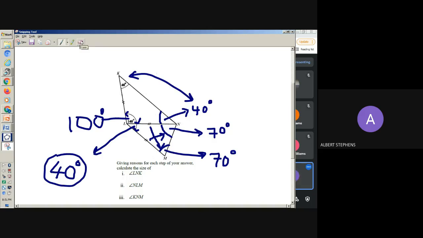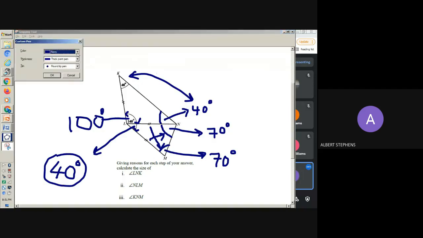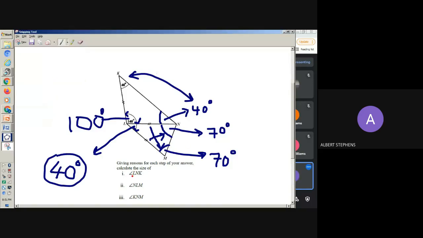All right. Let me just work with this. Let me use another color. Let me use red. All right. So L and K. Where's L to N to K? So that's how you reason it. L, which is right here, to N to K.